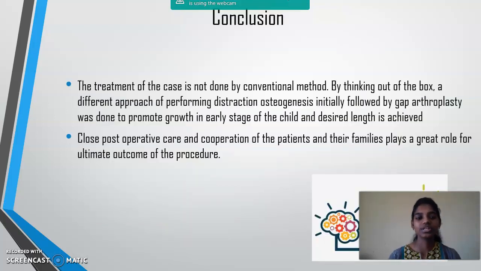To conclude, I would like to say that the treatment of this case was not done by the conventional method. By thinking out of the box, a different approach of performing distraction osteogenesis, initially followed by gap arthroplasty, was done to promote growth at an early stage of the child, and the desired length is achieved. Close post-operative care and cooperation of the patient and the family play a great role in the ultimate outcome of the procedure.